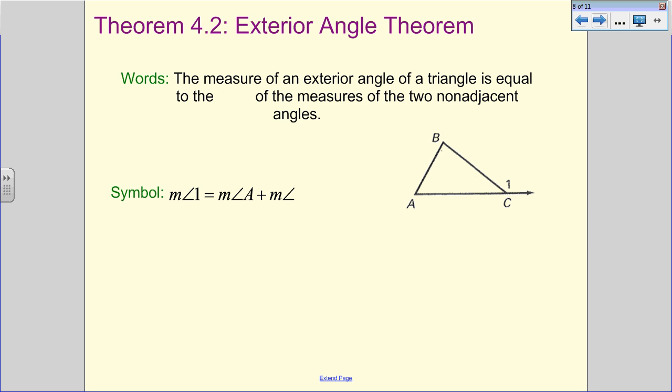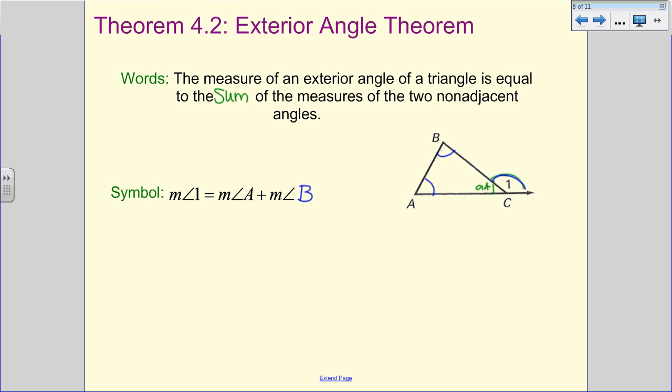All right, let's take a look at the exterior angle theorem. It says the measure of an exterior angle of a triangle is equal to the sum of the measures of the two non-adjacent angles. So if here's angle 1, this is its adjacent angle. And so what that means is the measure of angle 1 is equal to the sum of the measures of angle A and angle B, the two non-adjacent angles.